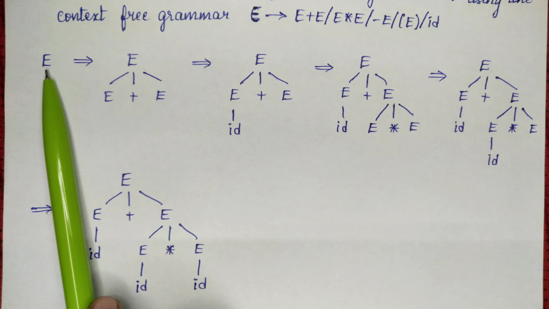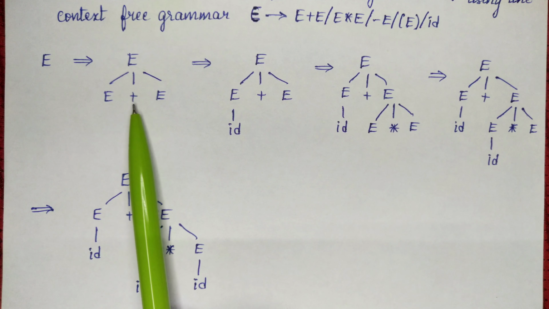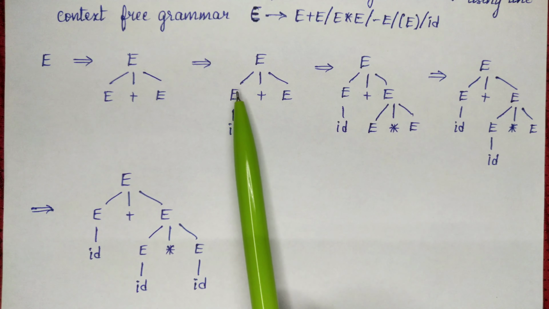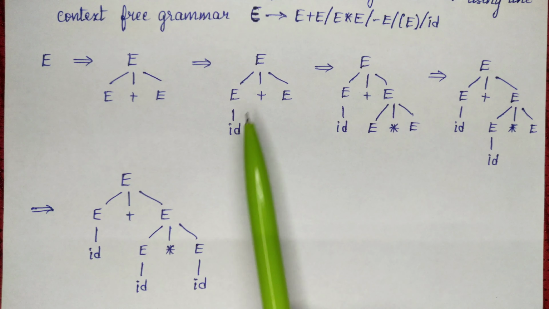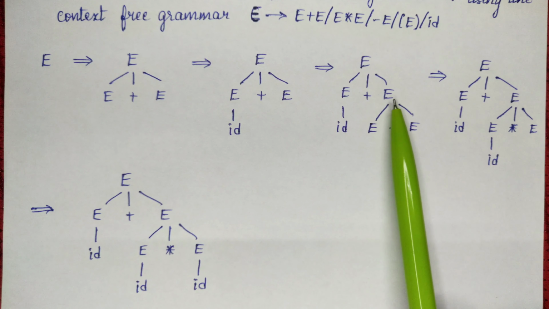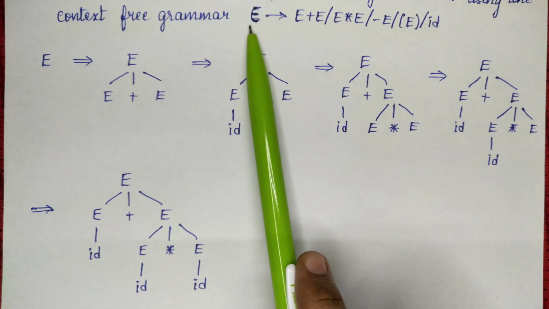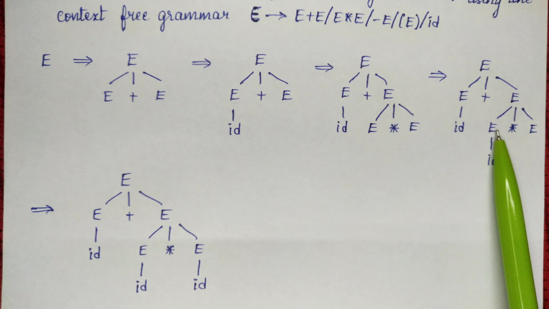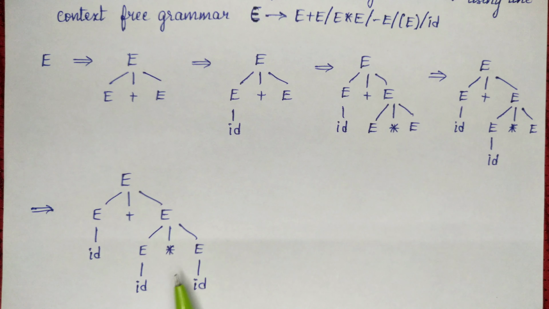First taking the root node E, then this E produces E plus E as we have the production E produces E plus E in this grammar, and then this E produces ID as we have the production E produces ID, and then this E produces E into E as we have the production E produces E into E, and then this E is replaced with ID, and in the next step this E is also replaced with ID. So the parse tree is generated and the required string ID plus ID into ID is obtained.